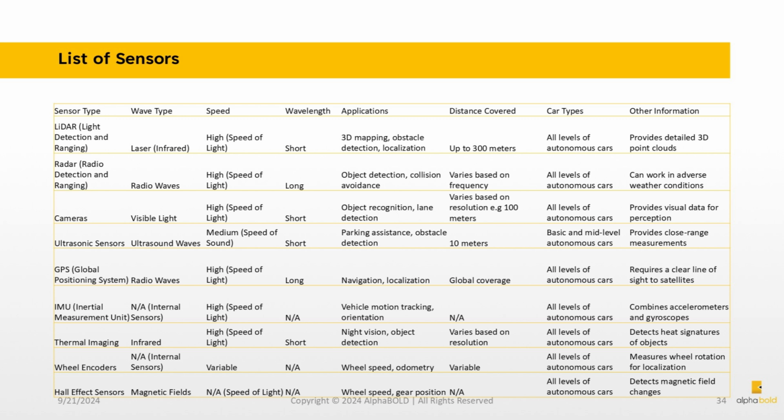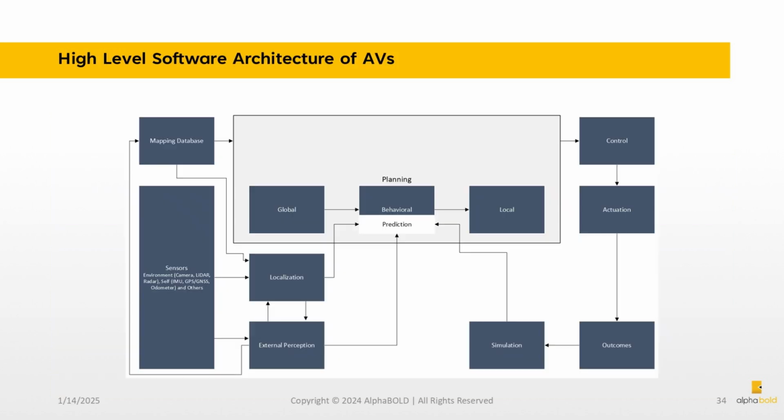The sensors enable various features like object detection, localization, navigation, and driving assistance. Let's discuss the high-level software architecture of autonomous vehicles. It highlights the complex interplay of various components in an AV system. Accurate perception, robust planning, and precise control are crucial for safe and reliable autonomous driving. Simulation plays an important role in testing and validating the system before real-world deployment. Here's a breakdown of the key components and their interactions.